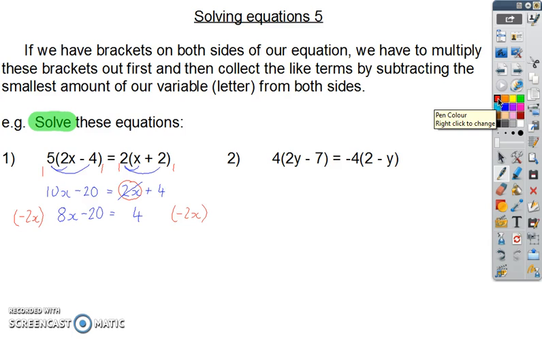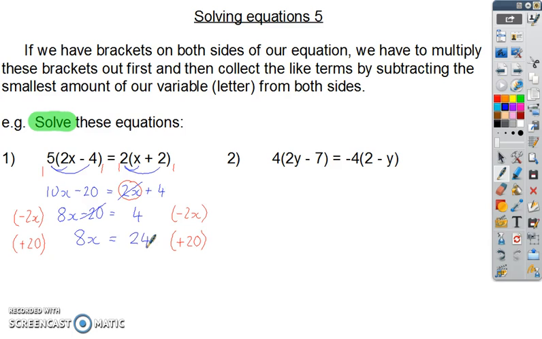So, 8x minus 20, what we've got to do now is get all the numbers together. So that minus 20, I'm going to reverse that by adding 20 onto both sides. There we go. So, on the left hand side, this minus 20 has disappeared. We're left with 8x equals 4 plus 20 is 24.